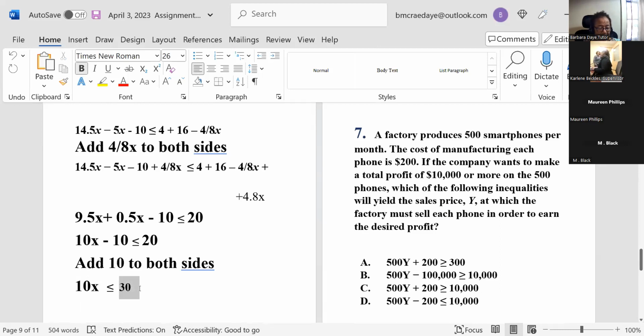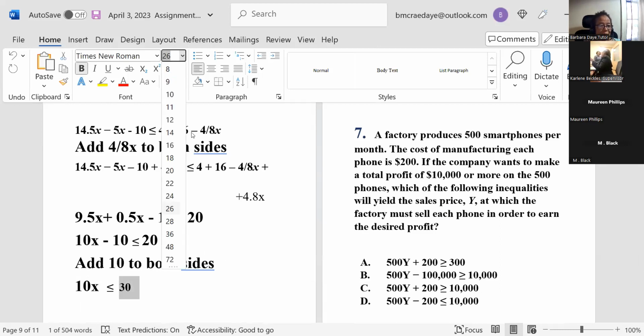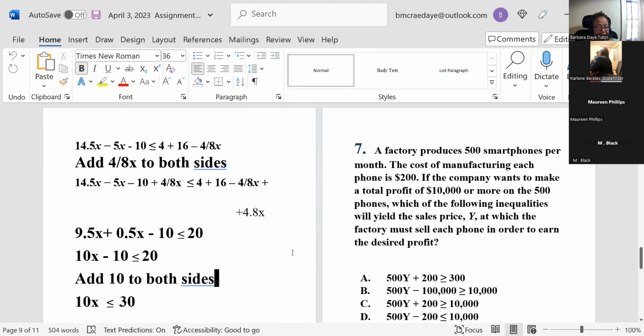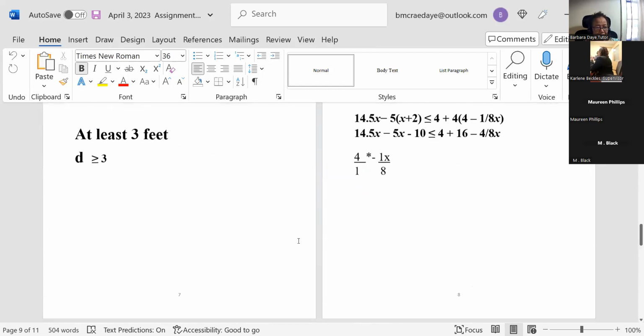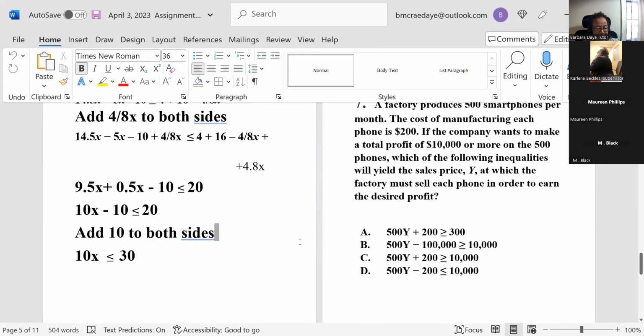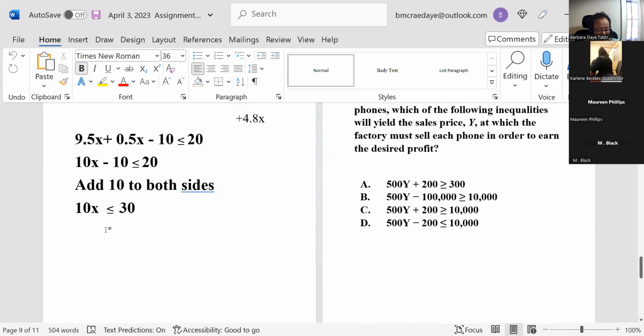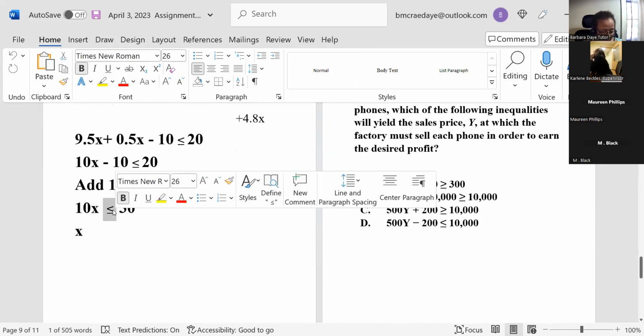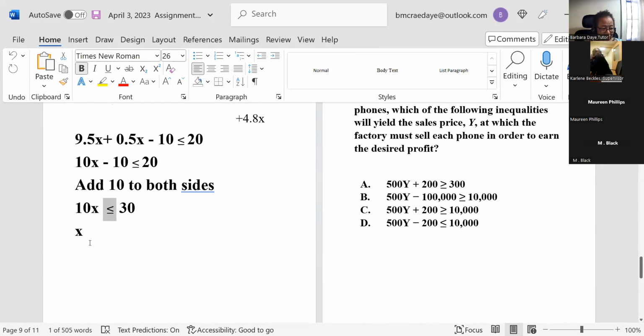10x. What is x equal to? Let's go back up here. If 10x is less than or equal to 30, what is x? I'll just put the inequality. You tell me the value. So the answer x will be 3. That's right. Less than or equal, divide 30 by 10, and you get 3.